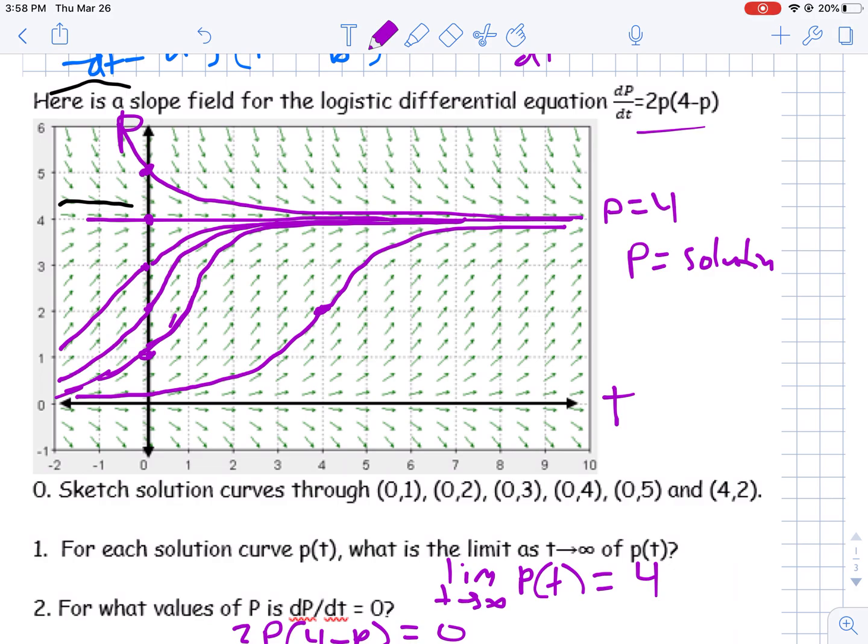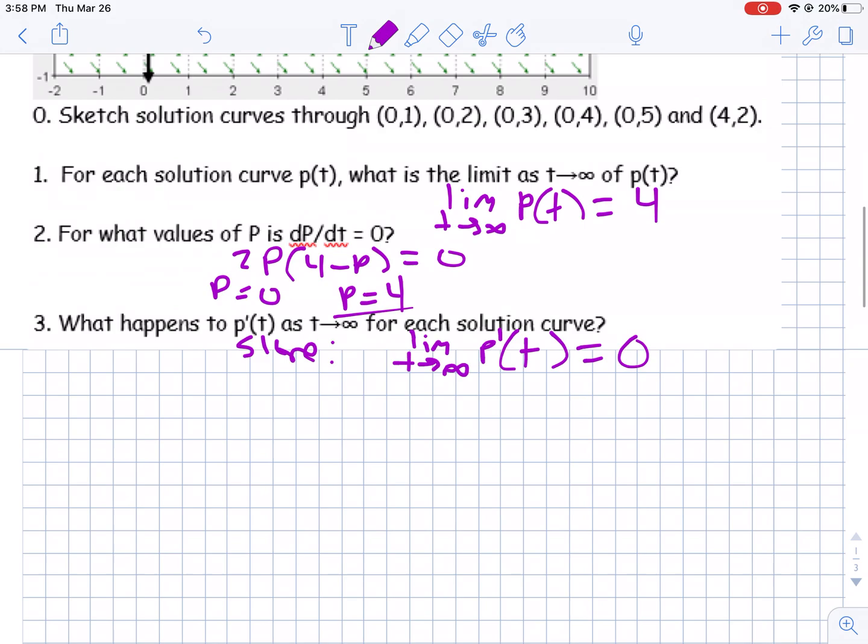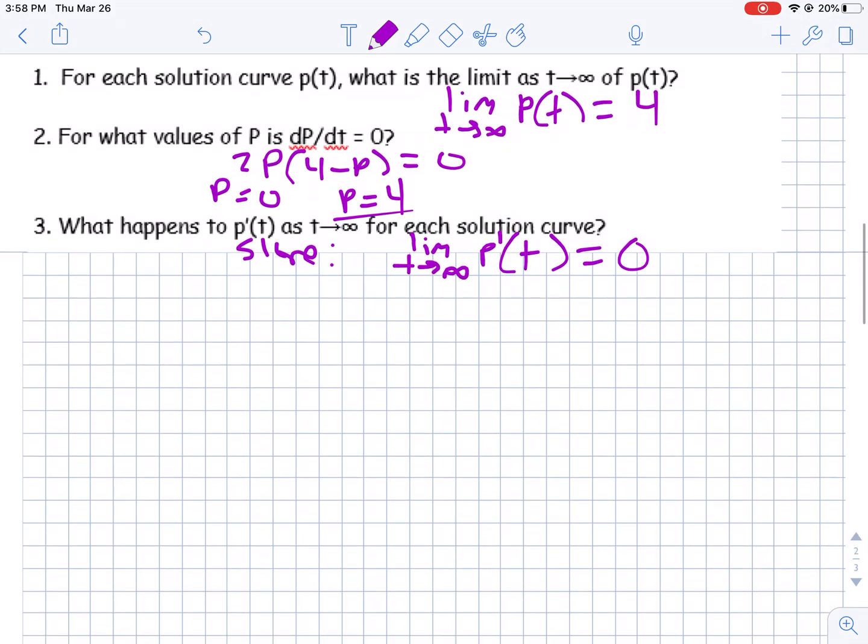Okay, so let's go ahead and really, again, our goal is to learn about the shape of these curves, the properties of these slope fields and solution curves for logistic DEs. We're not necessarily going to be solving problems. So let's talk about some observations and patterns.